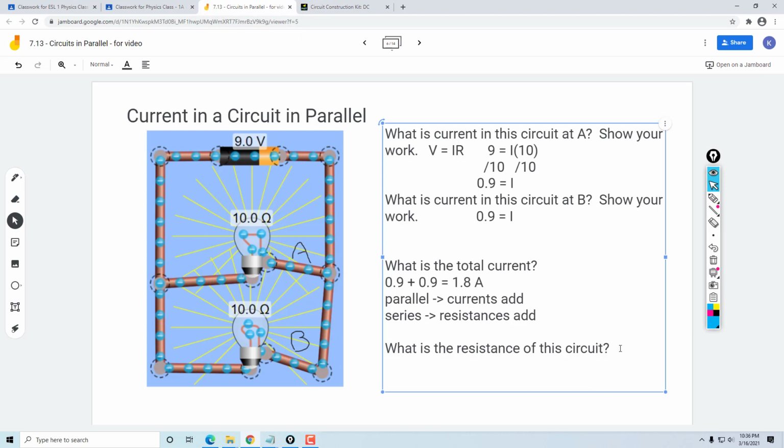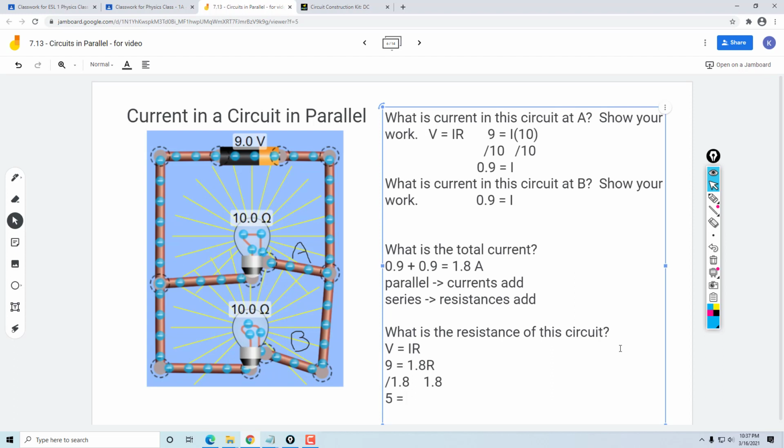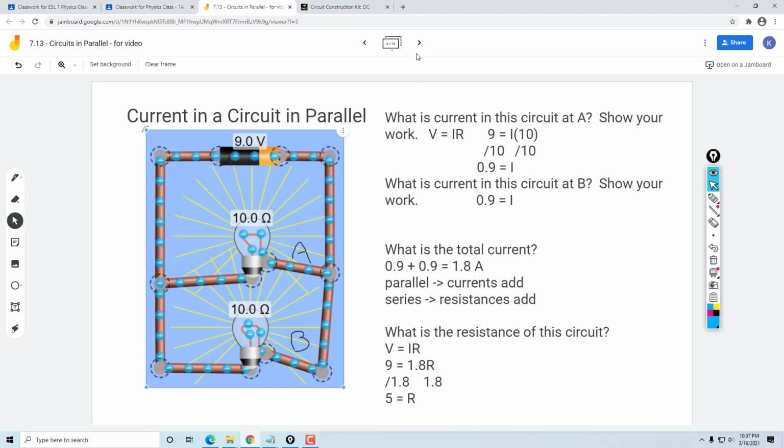Okay. So what is the resistance of the circuit? V equals IR. The voltage is 9. The current is 1.8. Divide both sides by 1.8, and we get 5 equals R. Let's see, 9 divided by 1.8 is 5. So the resistance is 5 ohms. As it turns out, the resistance is actually half of the tens.